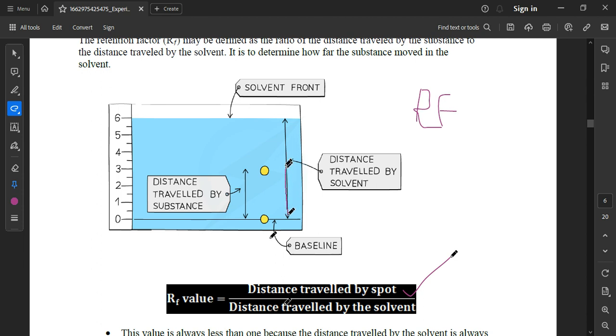So we have to measure the distance from the baseline all the way to where the solvent goes and mark that, let's say A. Then let's say the spot goes from here to here, so you mark here. Using a ruler, you find the exact values. Then B over A is what your RF will be. And RF will always be less than 1.